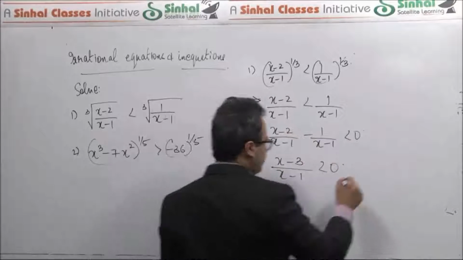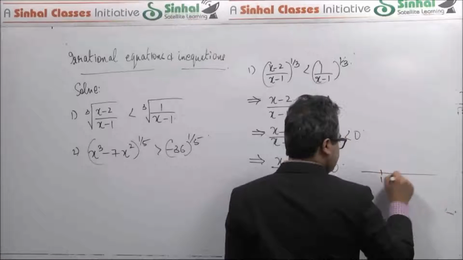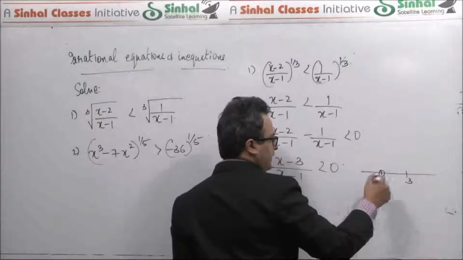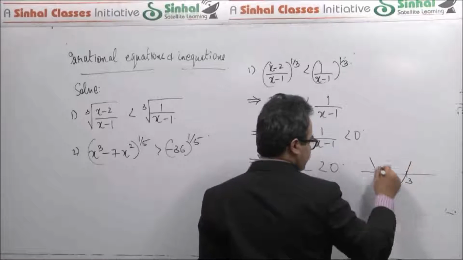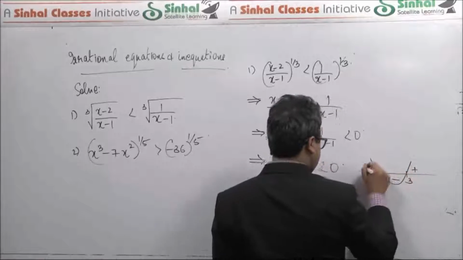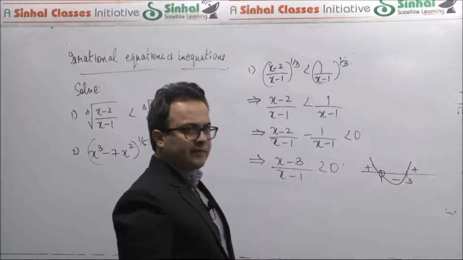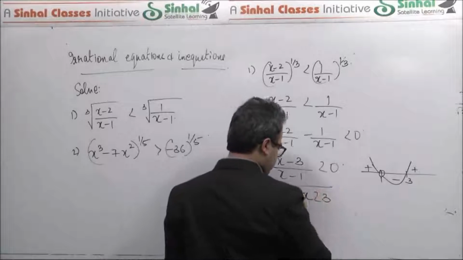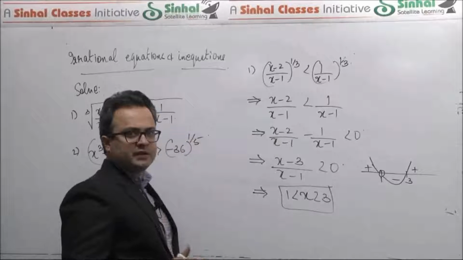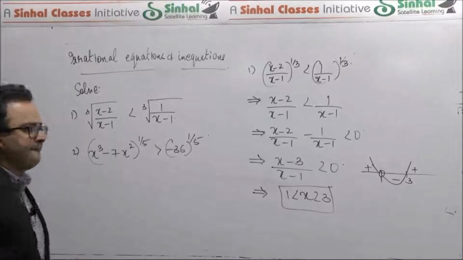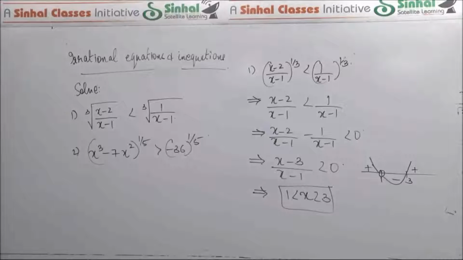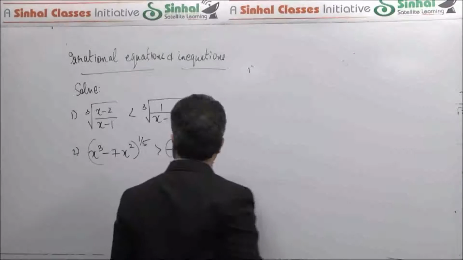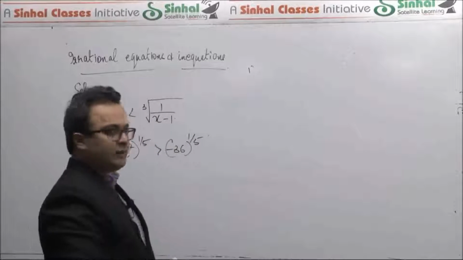Now we just have to use the wavy curve method. Critical points are 1 and 3. 1 is from the denominator. So the expression will clearly be negative between 1 and 3. So that should be the answer to the first inequality. The second one is similar.